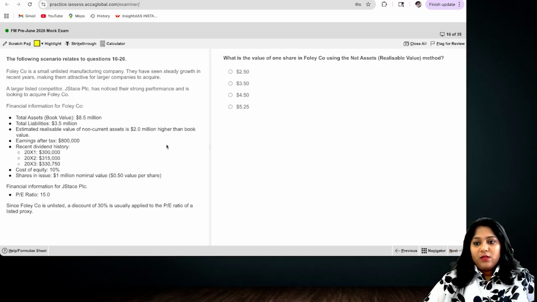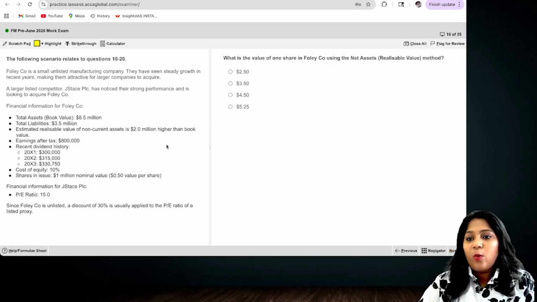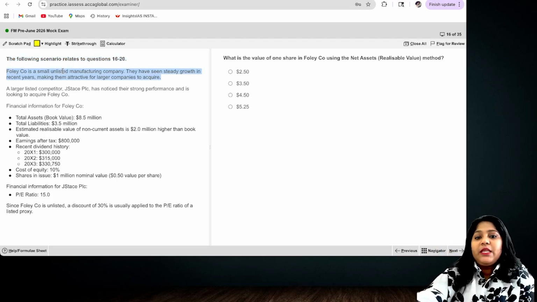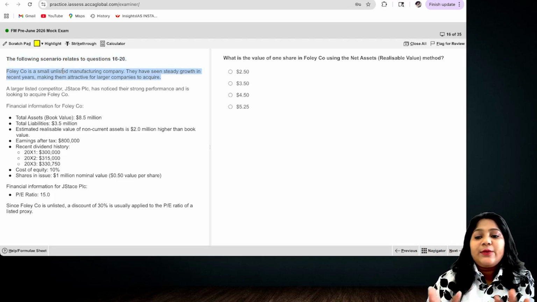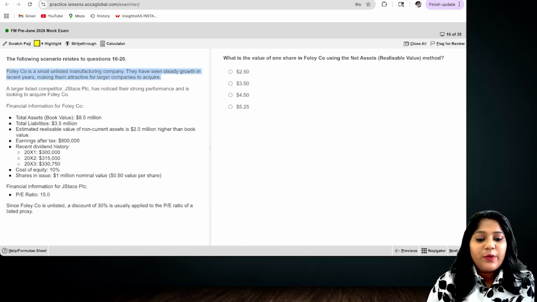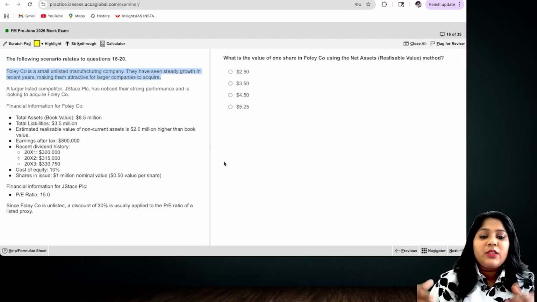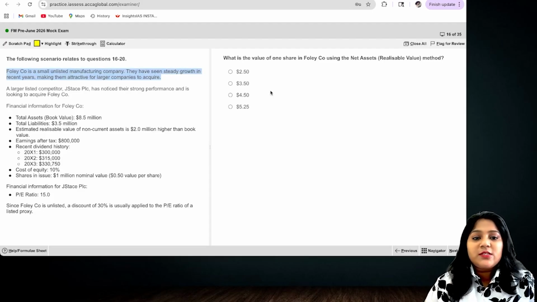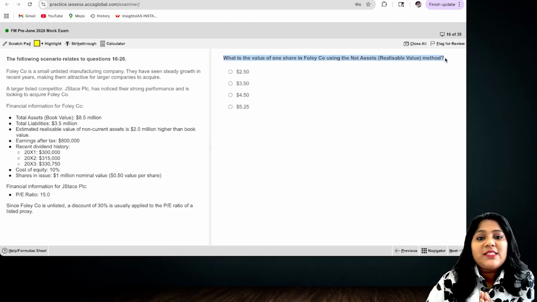Okay. So look at the section C. This scenario relates to questions 16 to 20. Foley Company is a small unlisted manufacturing company. They have seen steady growth in recent years. I'll tell you, when you solve a section B question, don't waste your time reading everything from the beginning before you solve the first question itself. What I would suggest: always look at what they're asking. What is the value of one share in Foley Company?